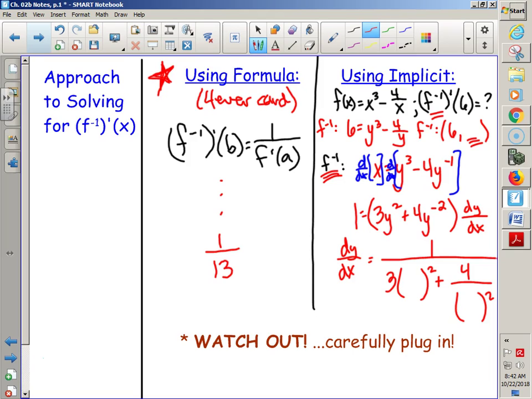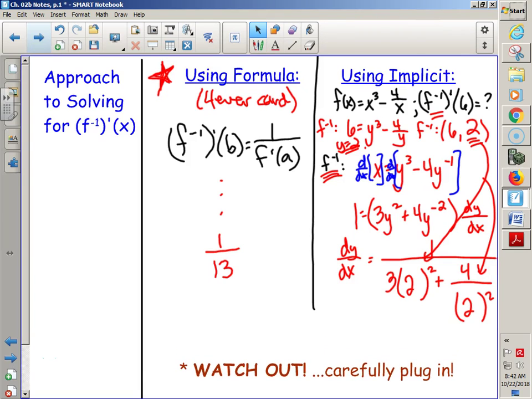But what would I have found after trial and error again? 2. What would I have plugged in? 2. Where would that have gone? 2. What's the answer that you get? Same thing, 1 over 13.